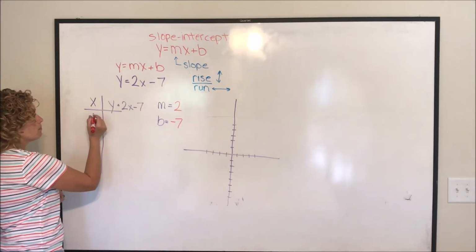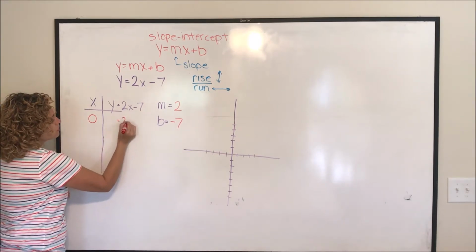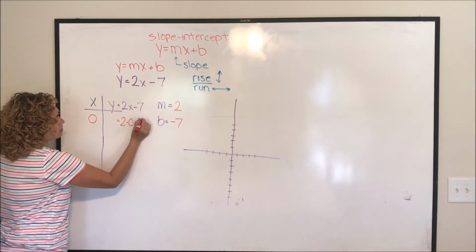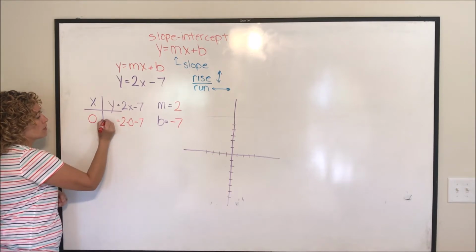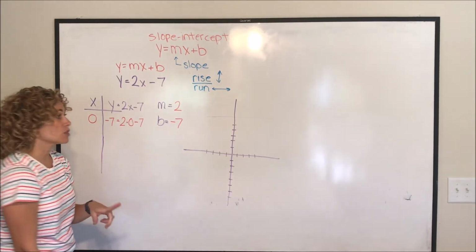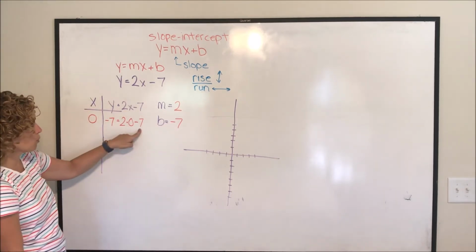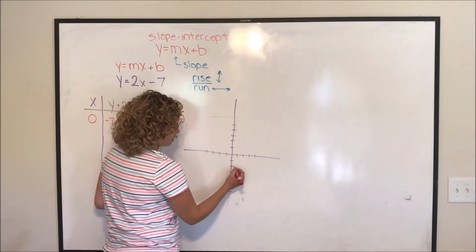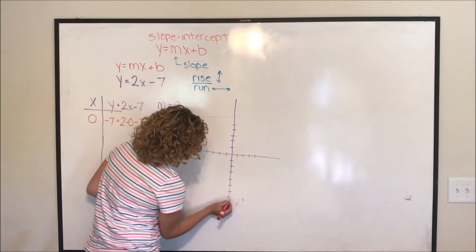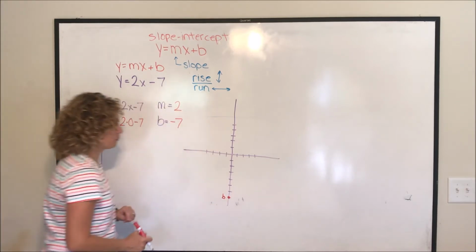Again, to get that b value, you could have put in x is 0. 2 times 0 is 0, minus 7 leaves you with the negative 7. So either way, you can see that. That is the first point you should put on your graph. So when x is 0, your y is negative 7. 1, 2, 3, 4, 5, 6, 7, which is actually down here. This is your b value.